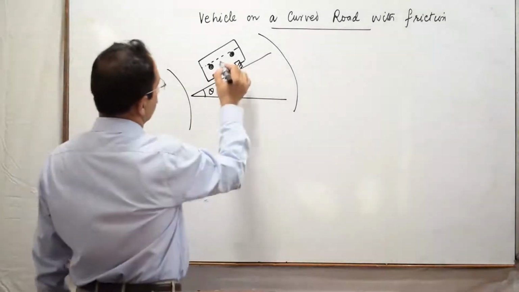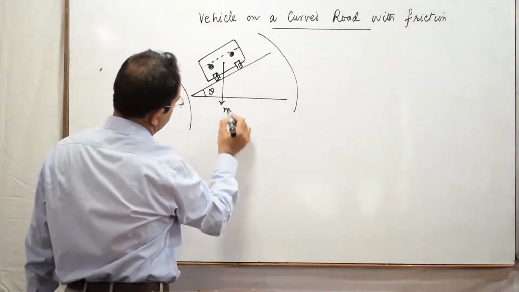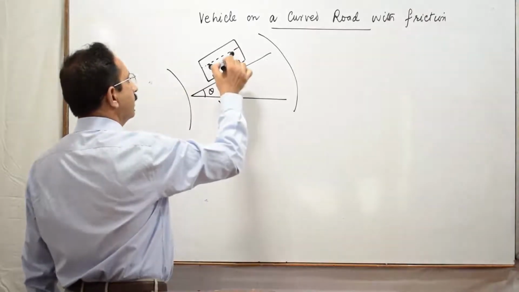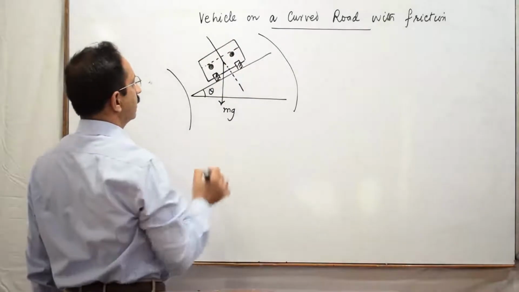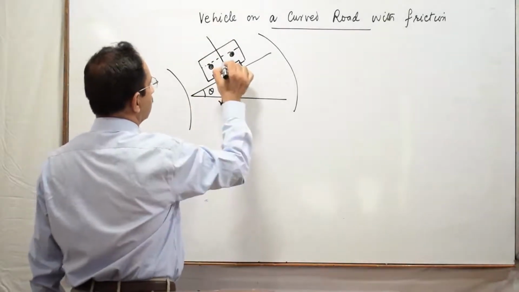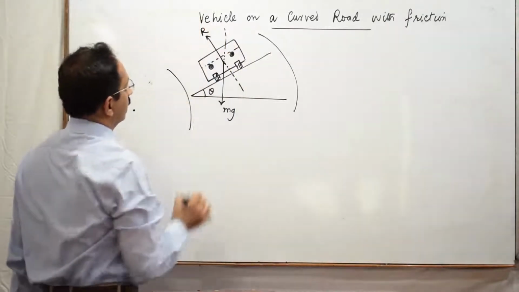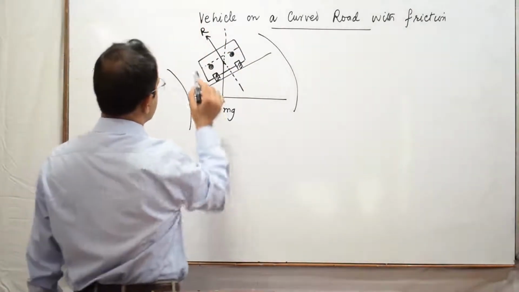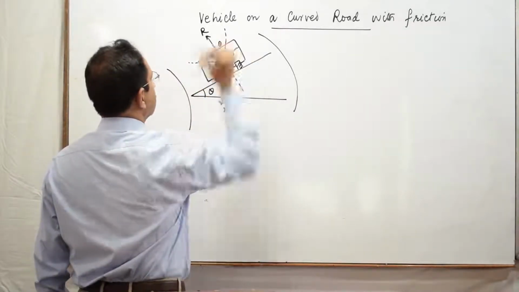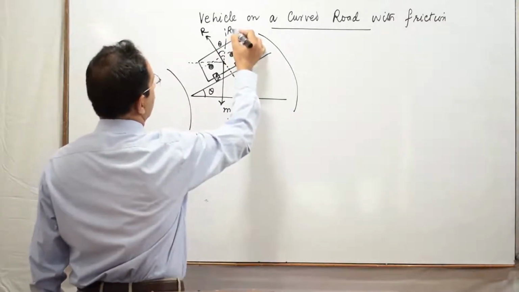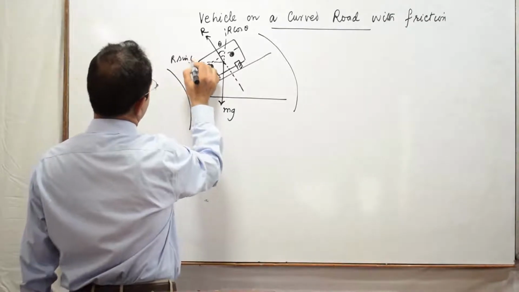Now there are forces acting on the vehicle. As usual, there is a weight mg acting downwards. From the side of the road, there is a normal reaction R. Let this angle theta be the angle of banking. I am resolving this normal reaction into two components. This will be angle theta. So this is R cos theta, and this is R sin theta.